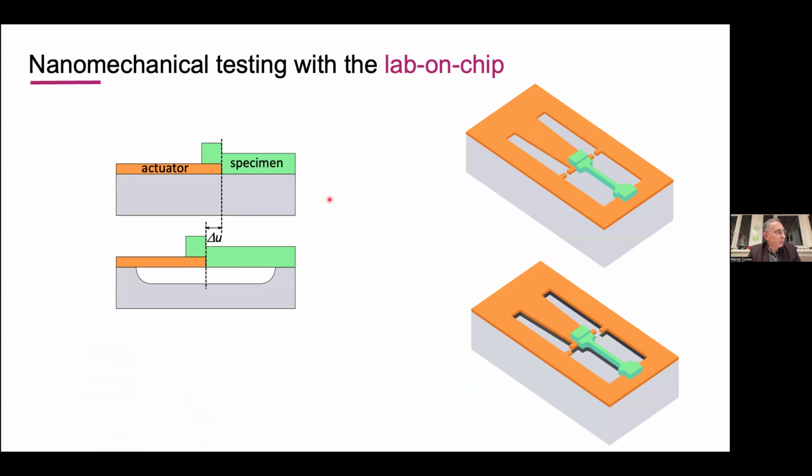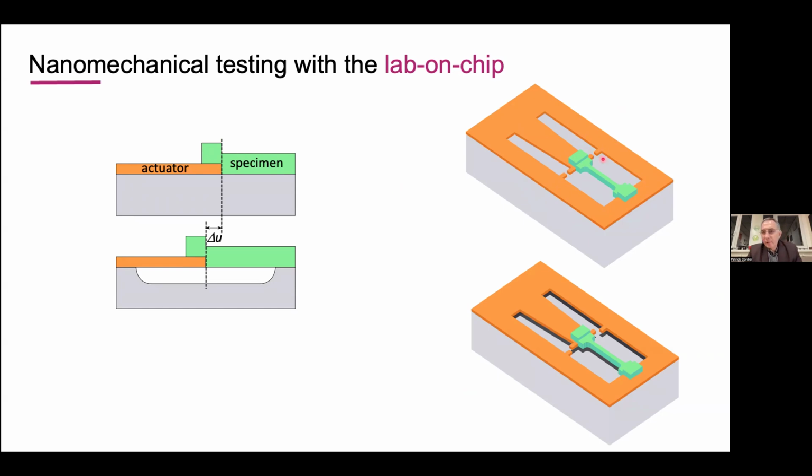This is the principle, quite simple. This is the silicon substrate. And first you deposit a material which will be the actuator. It's silicon nitride because it contains a lot of internal stresses. Then on top of that, you deposit your specimen. Here it's amorphous olivine. Of course, it's patterned like that so that the amorphous olivine has a nice dog bone shape. And you have here two pointers, two markers, which can follow the strain.